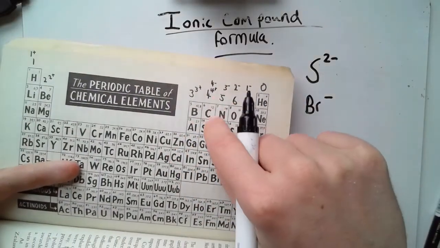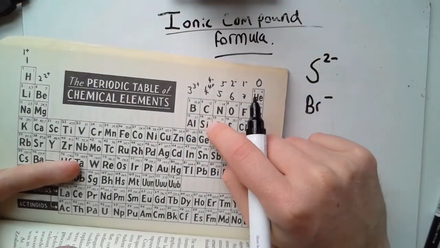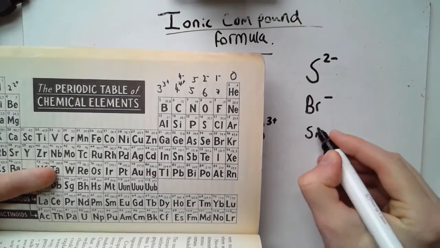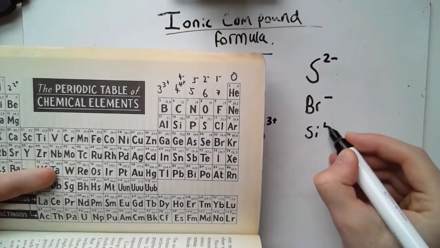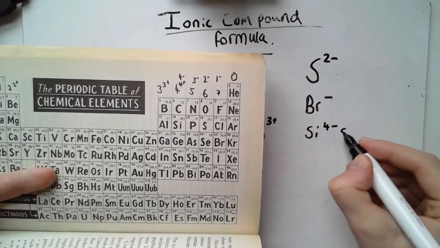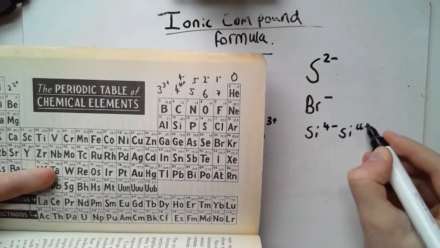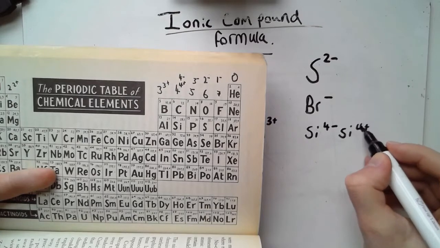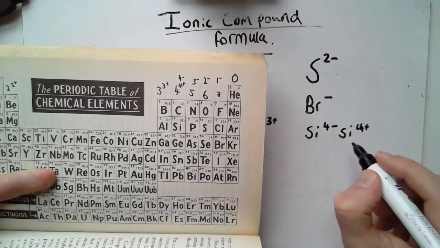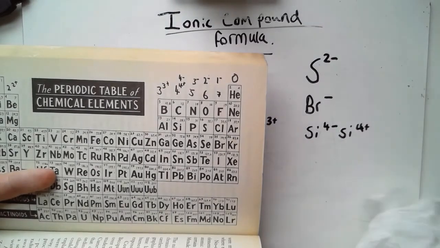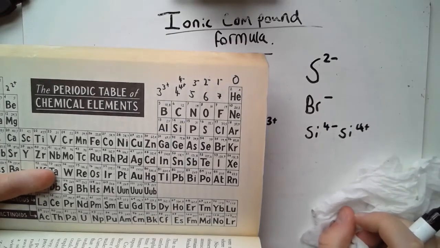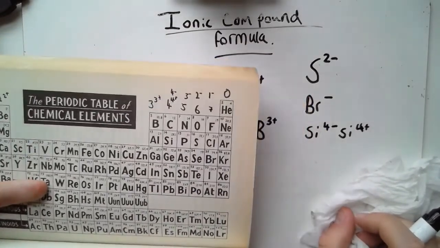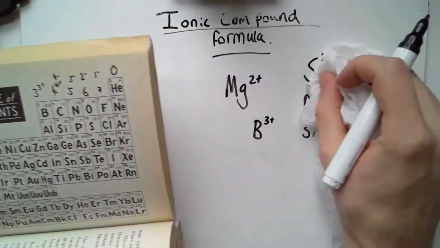In fact, we'll do one in this one as well. Now, if we had, say, silicon's in group 4, we could have 2 different ions. We could have Si4- or Si4+. It can go either way, and it depends on what kind of compound the silicon is in. So that's how you can find the formulas of different ions in the periodic table.